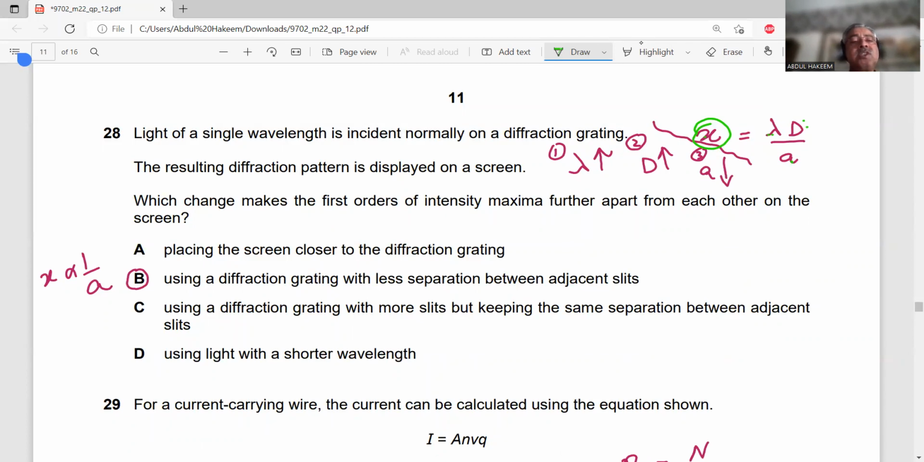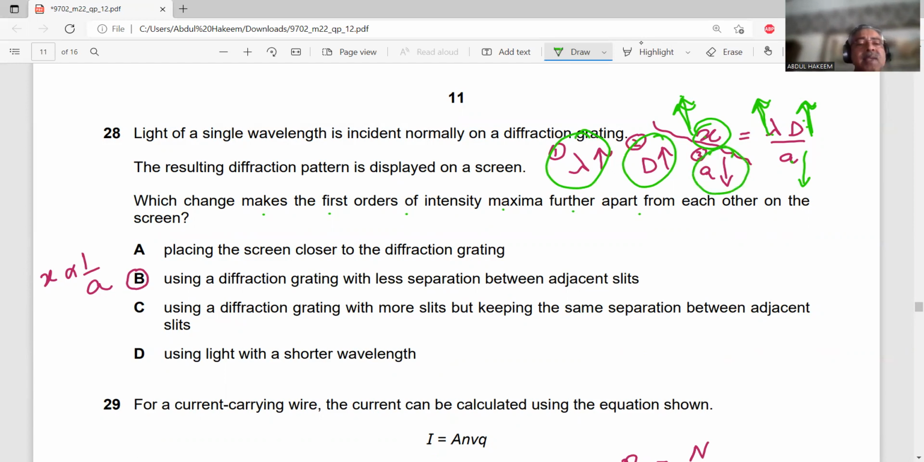So here, which change makes the first order intensity maxima further apart? We have to increase this X. So definitely for the increase in X, if lambda increases, then X increases, or if D increases, X increases. But when the slit separation, or grating spacing, decreases, this X increases. So these are the three options: either increase lambda, increase D, or decrease this spacing.